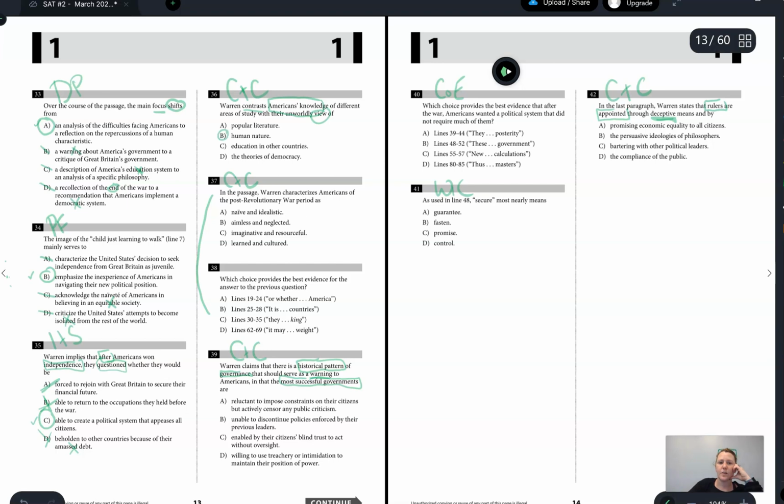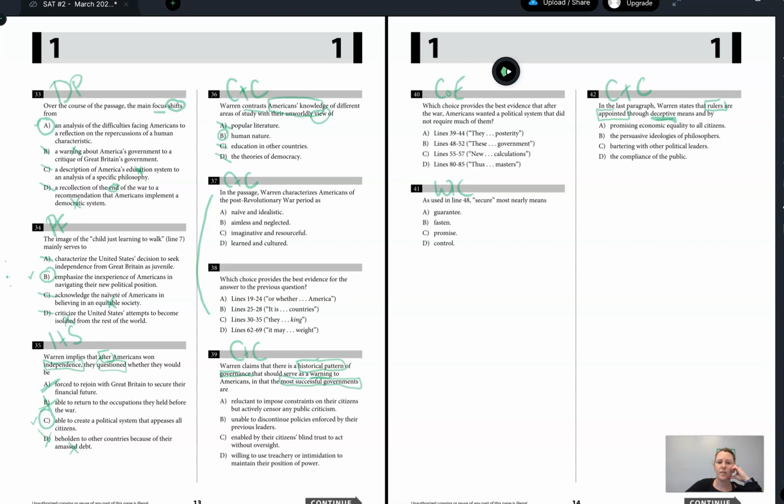Human nature. So it says that they are well-versed in literature and more educated than other countries. We do talk about democracy, but it's not that they are comparing it to the theories of democracy, just how we attack those. So I think it's human nature. It's a content question also. Because it specifically says mankind, we want to find something that is directly linked to that. So human nature works.